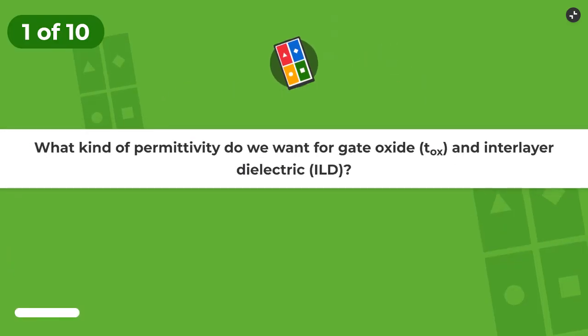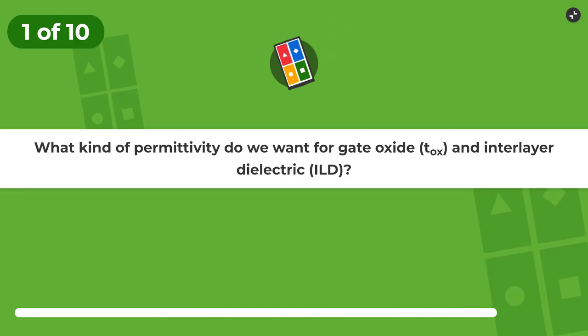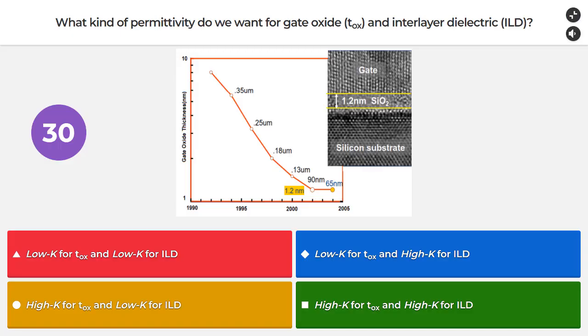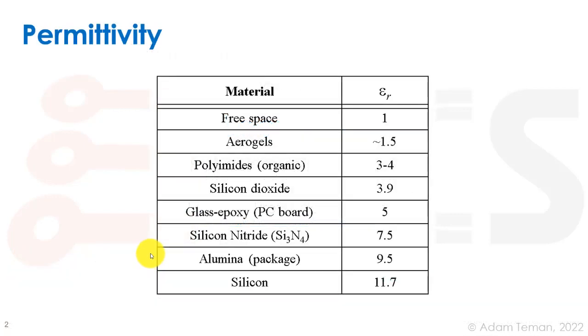Today's Kahoot we have 10 questions, and the first is, what kind of permittivity do we want for gate oxide, TOX, and interlayer dielectric, ILD? Do we want low K for TOX and low K for ILD, low K for TOX and high K for ILD, high K for TOX and low K for ILD, or high K for TOX and high K for ILD? Well, it's going to be this one, high K for TOX and low K for ILD. So let's go over the answer to that one and see why.